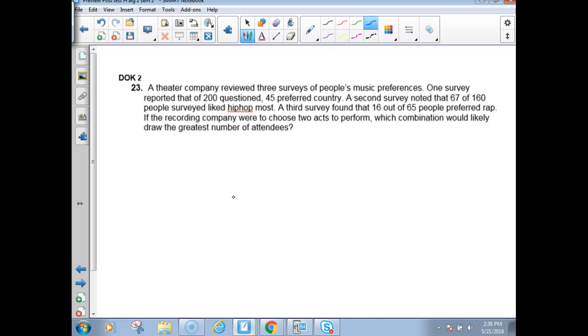All right, let's just do a little chart. Let's do percentages: 45 out of 200 liked country, 67 out of 160 liked hip hop, and in the third survey, 16 out of 65 preferred rap. If the recording company were to choose 2 acts to perform, which combination would likely draw the greatest number of attendees? Let's put these into decimal form, please.